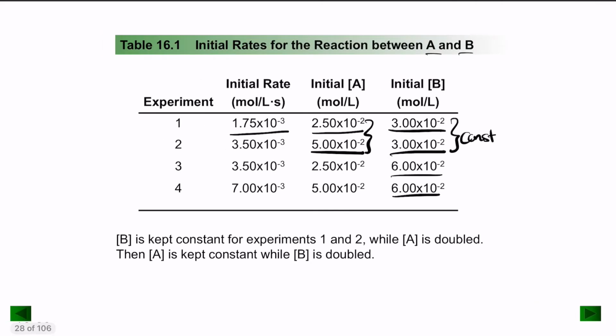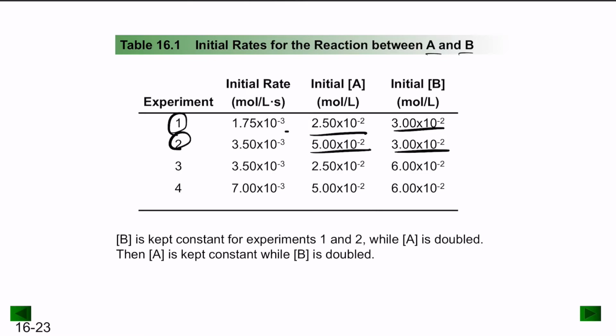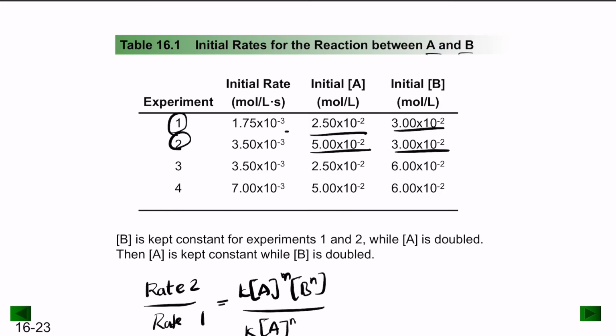So let's take an example here of the first two reactions. In the first two reactions, we are keeping B constant while we change A. So we are using the first and second experiment. Let's consider the problem as rate 2 by rate 1 equals k a to the power m b to the power n by k a to the power m b to the power n. Remember that because the reaction is the same, the rate constant will not change. So we keep k the same, and this becomes a1 b1 a2 b2.